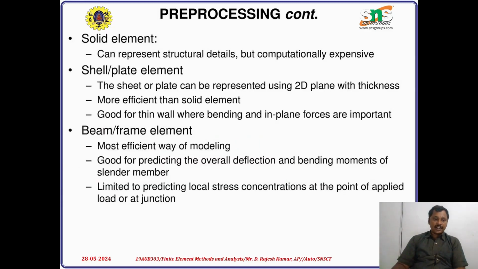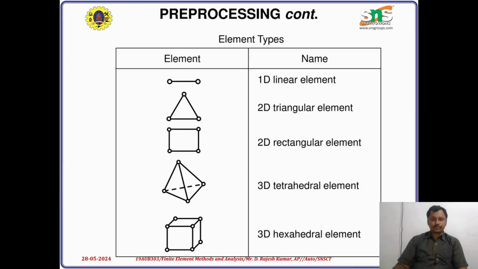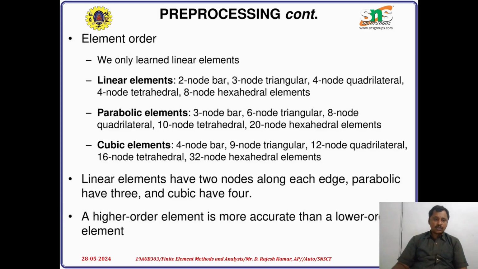So it can be a solid element or a shell element or a plate element or a beam or a frame or any type of element that can be chosen according to the application. So you can see the different types of elements: one dimension linear, two dimension triangular, rectangular, and three dimension tetrahedral and hexahedral elements.